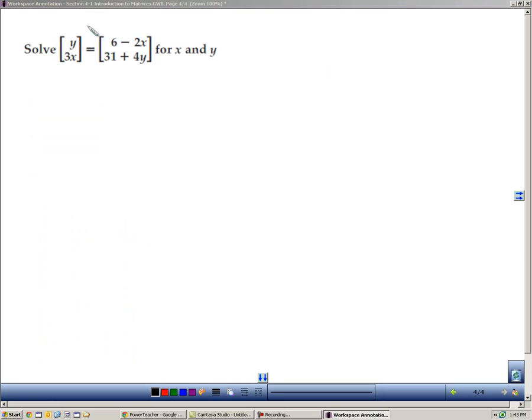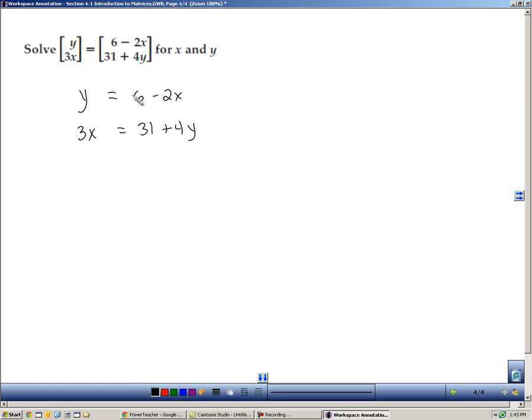Here's an interesting use of matrices using equations. Because these 2 matrices are equal, then we would say that every element is equal, so we would say that y has to equal 6 minus 2x. And we would also say that 3x has to equal 31 plus 4y. It's just another way of writing these 2 equations, except we use matrices.